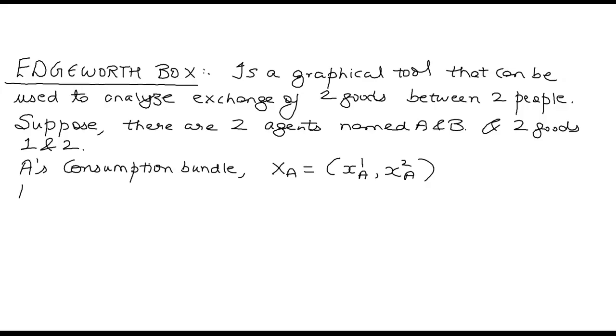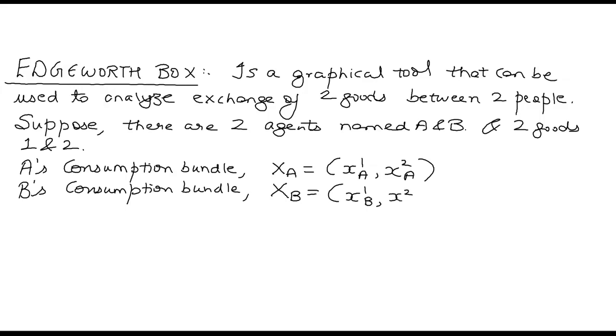Similarly, B's consumption bundle will be given by the vector XB, which is X1B and X2B. Now, what is X1B? Amount of good 1 consumed by agent B. And what is X2B? Amount of good 2 consumed by agent B. So these are my consumption bundles for agent A and agent B.